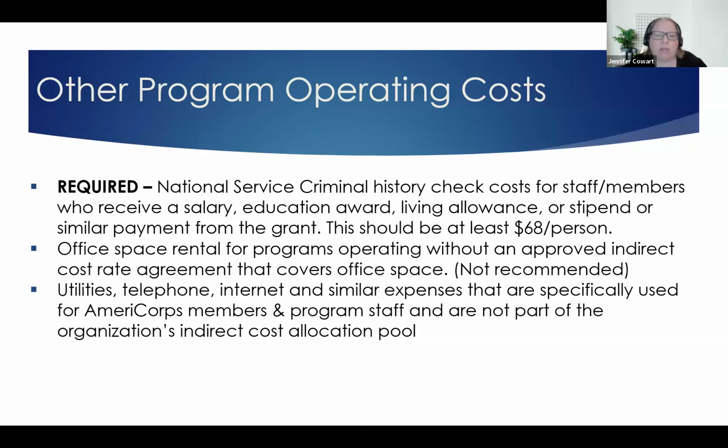Okay. The ninth subsection, section I, is other programming costs and can include the following costs. You are required to budget for criminal history, national service criminal history checks for staff and members who receive a salary, education award, living allowance, stipend, or similar payment. So any staff listed in the personnel section of your budget have to also be included here. And Serve Washington said that cost should be at least $68 a person. That's assuming that you're not doing any state of residence checks.